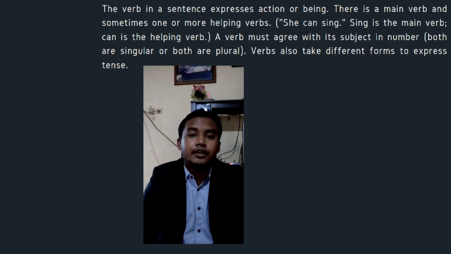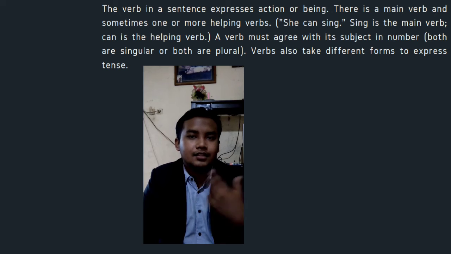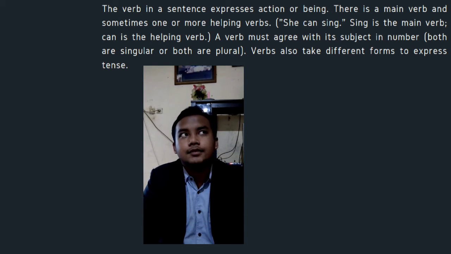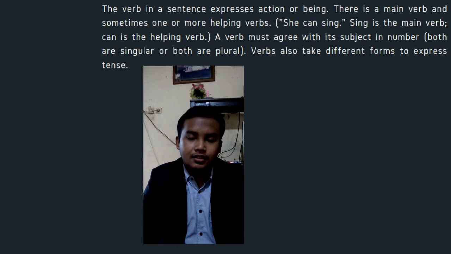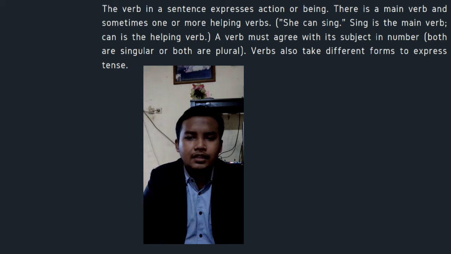There is a main verb and sometimes one or more helping verbs. For example, she can sing. Sing is the main verb and can is the helping verb. A verb must agree with its subject in number. Both are singular or both are plural.